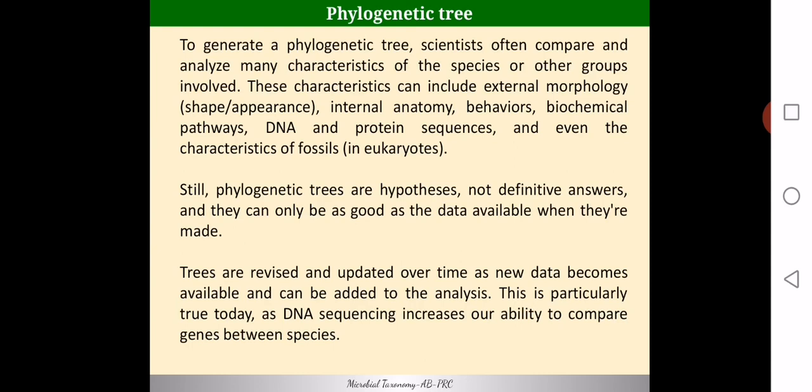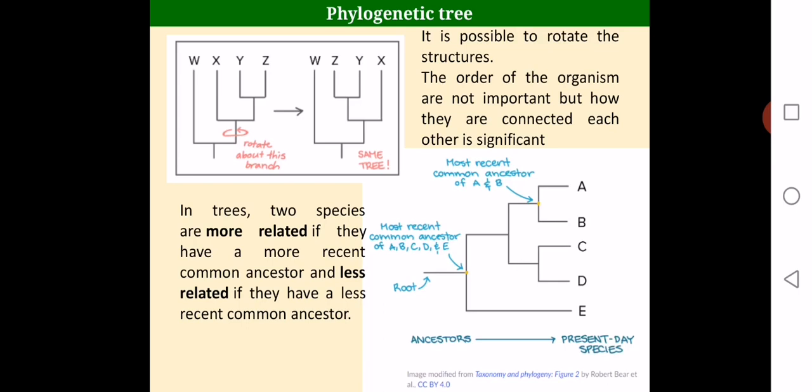But these are like a hypothesis. The phylogenetic tree is like a hypothesis, but it's not a definitive answer, and it can only be as good as the data available when it is made. So based on the data available, we can construct a tree, and when the data changes, the tree and the relationships will also shift. And you can have different representations, just like the image shown on the upper side. Both trees are the same, even though the way we represent them is different.